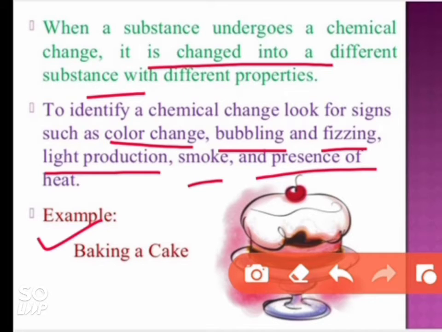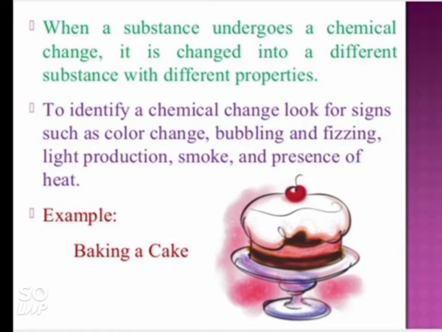Example, baking a cake. Once we bake a cake, we cannot change it to its raw material. That's why it is a chemical change. Because once we bake a cake, we change the chemical property of the raw material which is used to form cake. The cake shows the bubbling and temperature increase and color changing. All are the signs of chemical change. Now come to our next slide.